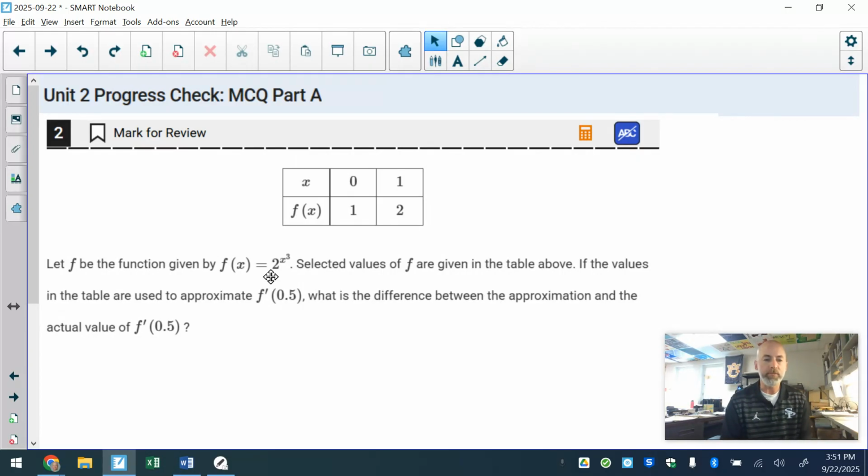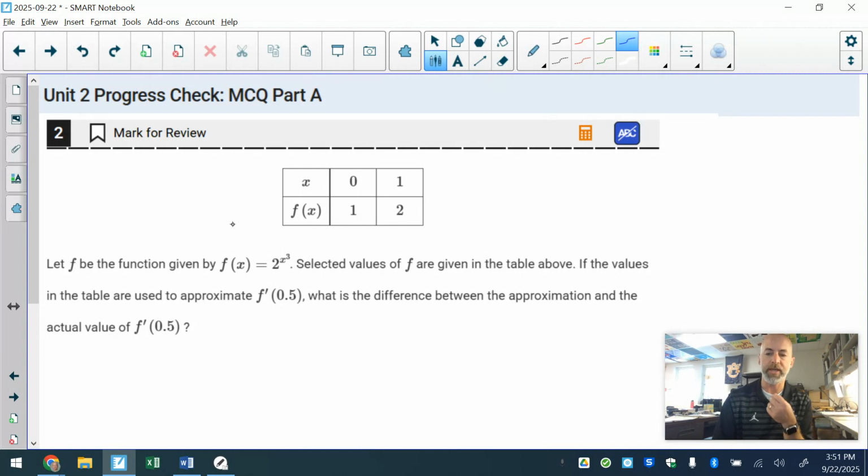Anyway, so this is number two from Unit 2, Progress Check A. And this is a calculator problem, and I wanted to do this one just to remind you how to use the calculators to evaluate derivatives. We have a table of values for a function, and we also have the equation of the function right here. And they ask you to use the table values to approximate f prime of 0.5.